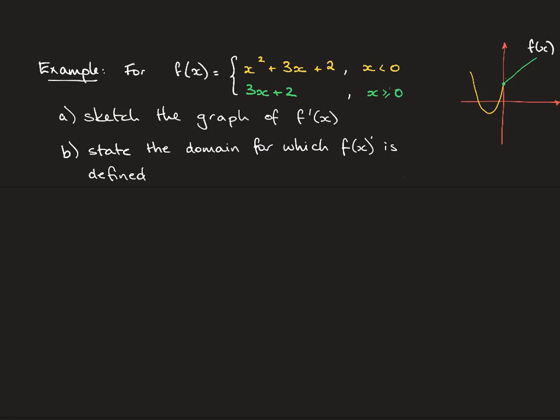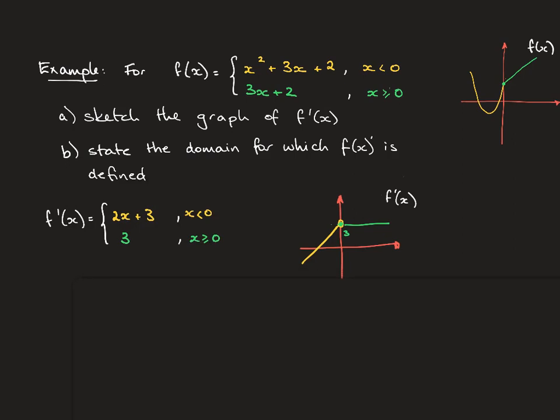So let's have a look at an example of a hybrid function that is continuous. It contains a cusp here, and let's see if we can determine whether this function is differentiable at this point or not. The question asks us to first of all sketch the graph of the derivative function, and then state the domain for which the derivative function is defined. So the first thing we're going to do is find the derivative.